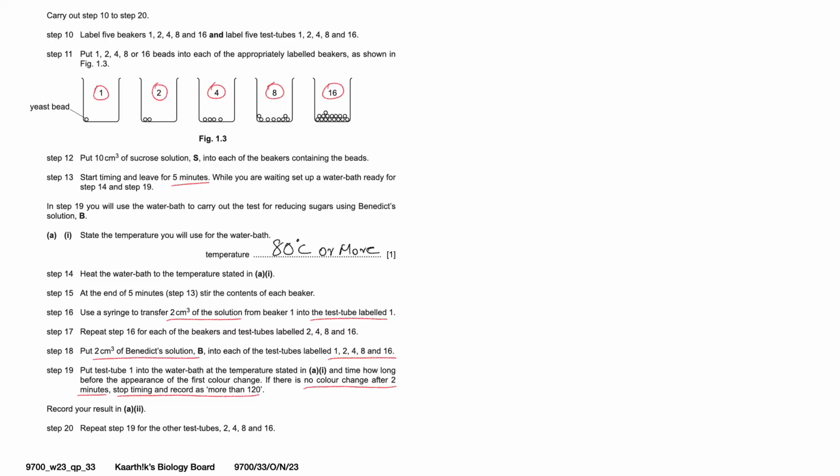Then we need to put 2 cm³ of Benedict's solution into each of the labeled test tubes. Then we need to put one test tube in the water bath at a time, start the timing, and check how long it takes for the first color change to appear. If the color change does not appear after 2 minutes, we need to stop the timer and record it as more than 120, and we need to record all our results in the given table.